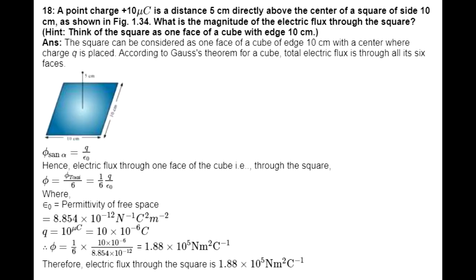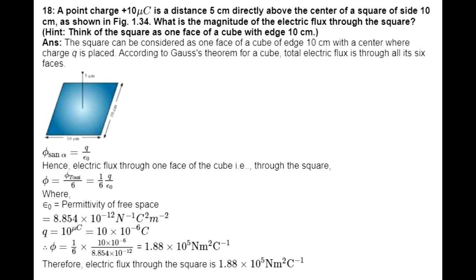Next question is question 18. A point charge of plus 10 microcoulomb is at a distance of 5 cm directly above the center of a square of side 10 cm, as shown in the figure. What is the magnitude of the electric flux through the square? See, here you can consider this surface as a part of a cube of side 10 cm, and the charge is at the center of the cube.